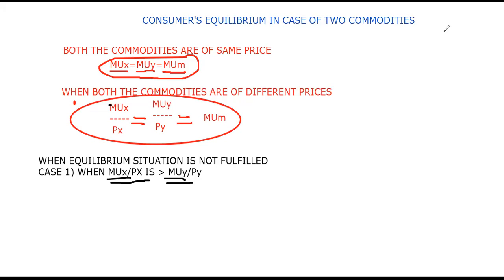But when he starts buying more of X again and again, what happens then? In that case, the utility derived from X falls.